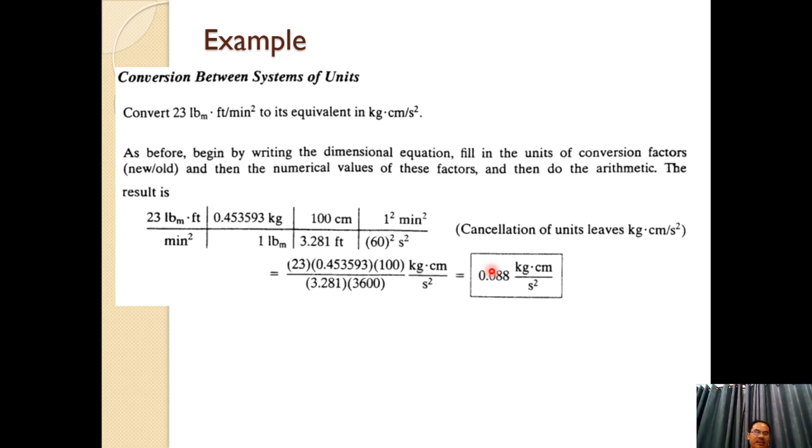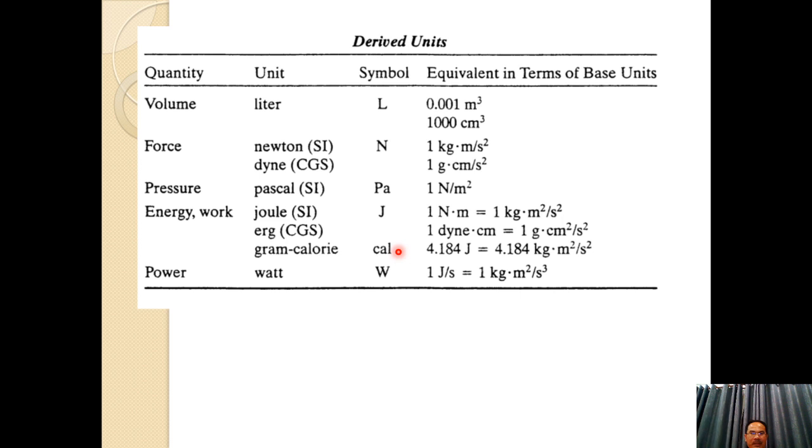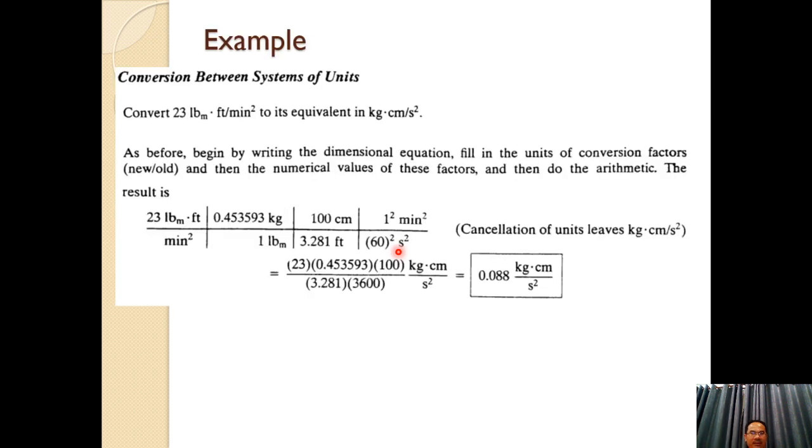Okay, for this example, conversion between systems of units, from the American Engineering System to the SI system. For example, please convert 23 pound mass foot per minute square. What is the unit? It's the unit of force. Convert it to its equivalent in kilogram centimeter per second square.